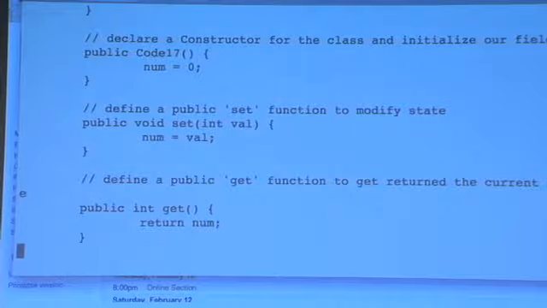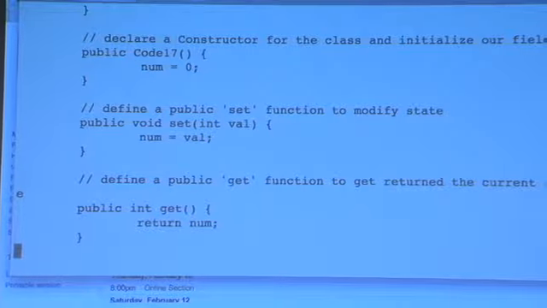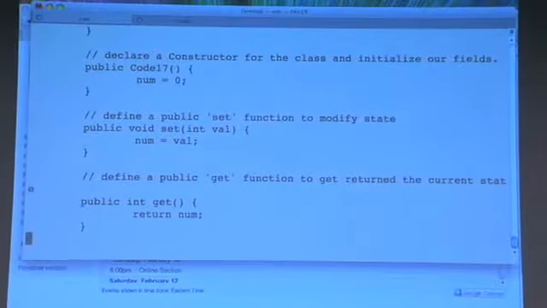Then let's say that we want to actually set some value. So we can create now a new method called set and pass in as a parameter some value into it that allows us to set this field variable called num equal to this value that we've input.